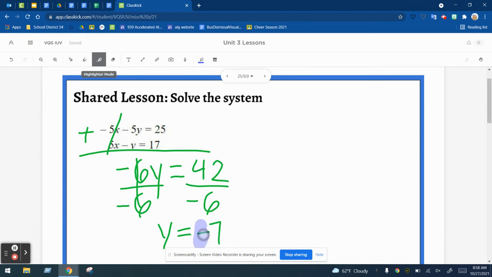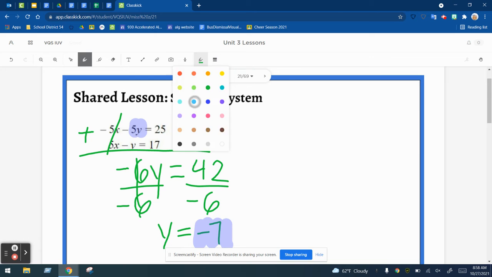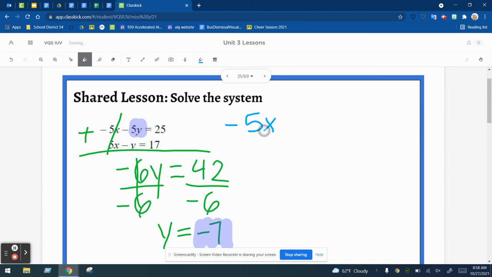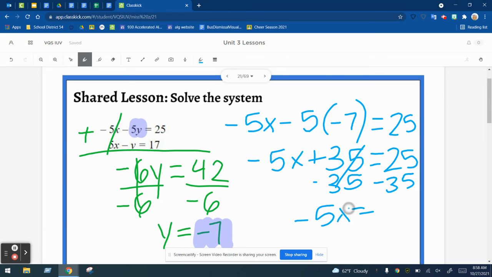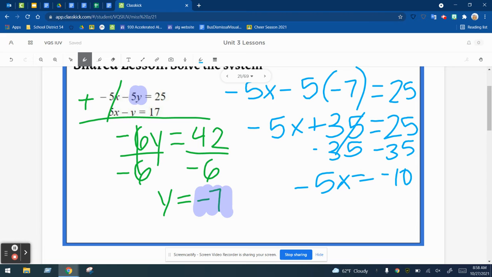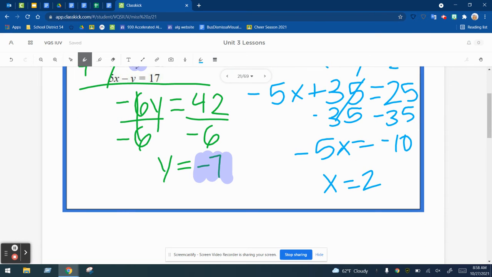Take the negative 7, substitute it in one of your equations. We can use the top one. This gives us negative 5x minus 5 times negative 7 equal to 25. 5 times 7 is 35. Subtract 35. Negative 5x equals negative 10. Divide by negative 5, and x equals 2. Final answer, 2, negative 7.